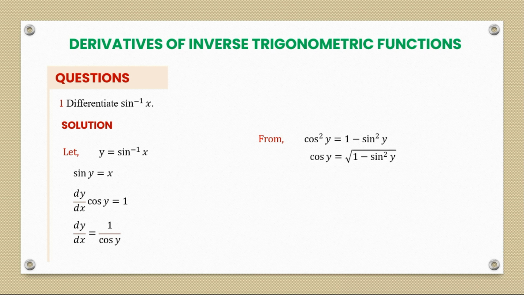If we introduce a root to both sides, we have cos y being equal to the root of 1 minus sine squared y. So wherever there is a cos y in the value of dy dx, we can represent it as root of 1 minus sine squared y. But we remember that sin y is equal to x, so where there is sin y, we represent that with an x. So cos y is equal to root of 1 minus x squared. Therefore dy dx shall be equal to 1 over root of 1 minus x squared, and that's the derivative of sine inverse of x.